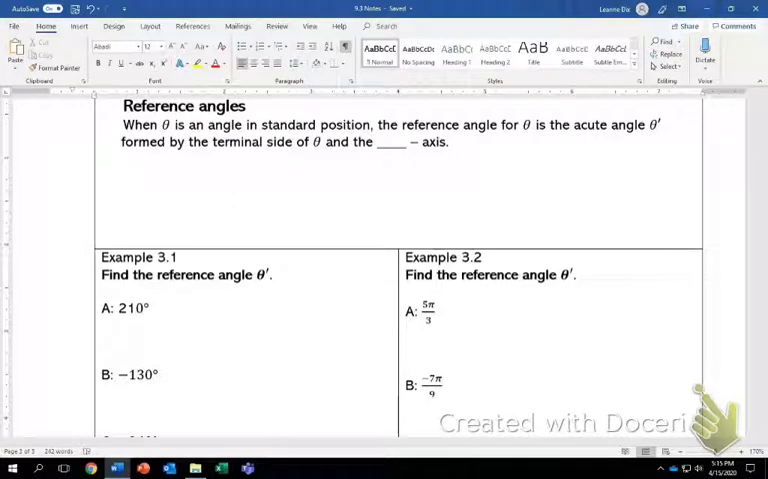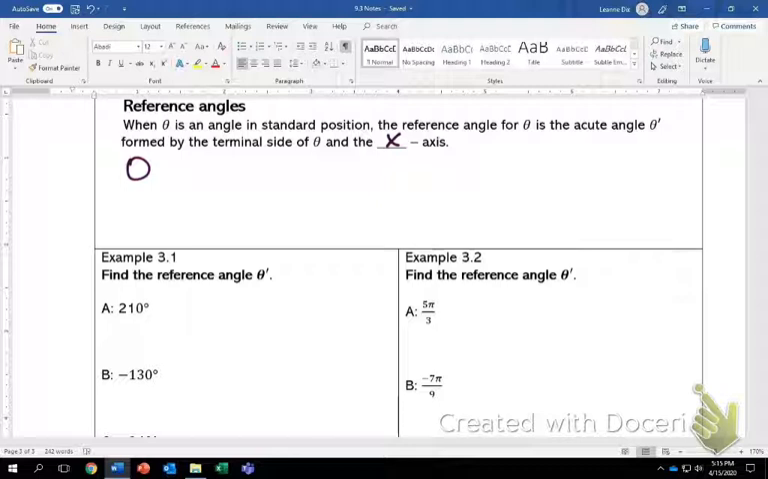All right, so reference angles. A reference angle is when theta is an angle in standard position. The reference angle would be the theta that is acute, or is the acute angle, theta prime, which is what that theta tick mark means, theta prime, formed by the terminal side of theta and the x-axis. All right, so it's a weird sort of concept. It is a question that is typical for SATs, just a quick concept check to make sure you know what you're talking about.